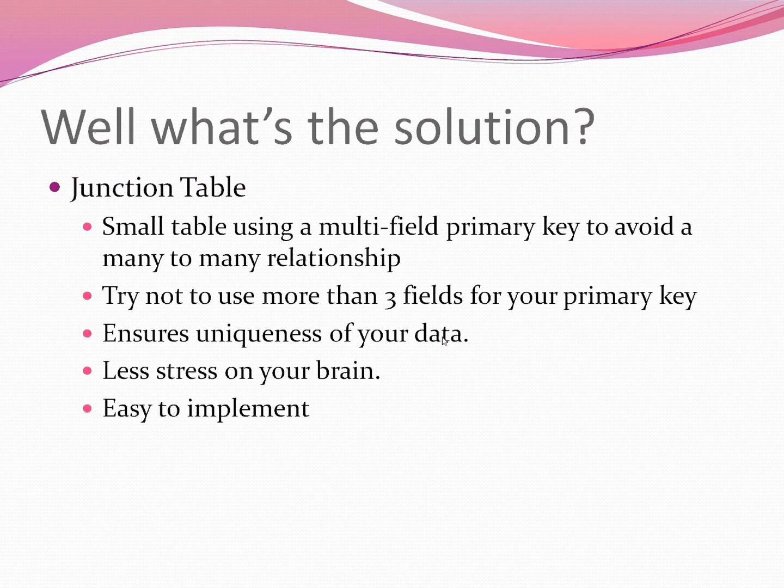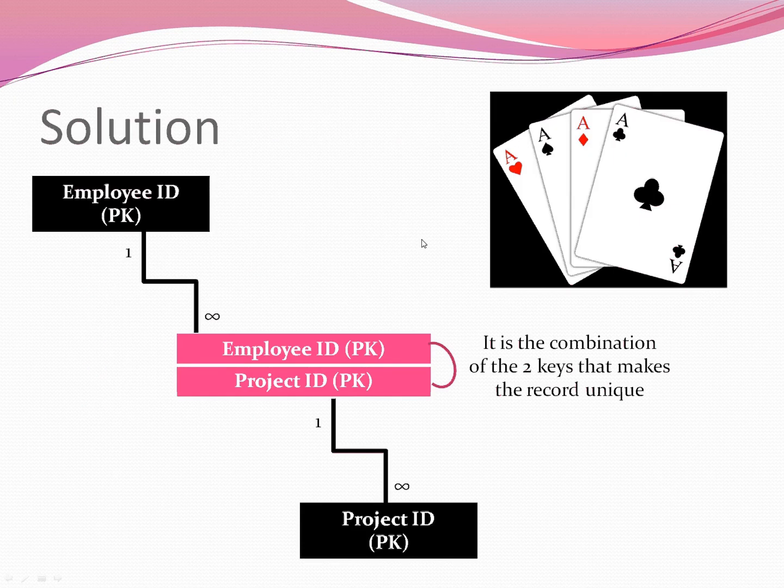Okay, if we see the solution more in a graphical way here. Here's the solution. Ignore the cards up in the right hand side. I'm going to explain why those are there in a minute. But I still have my employee table with my employee ID primary key field. I still have the projects table with my project ID primary key field.